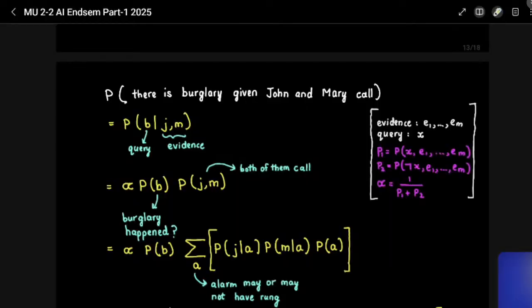Because if both John and Mary call at the same time, you'll multiply those two probabilities because both of them are happening at the same time. But they're dependent on the alarm, right? So given the alarm happened or given the alarm didn't happen, you have to find the summation. Both could have happened, so you have to add both the probabilities. But now the new thing here is the probability of alarm.